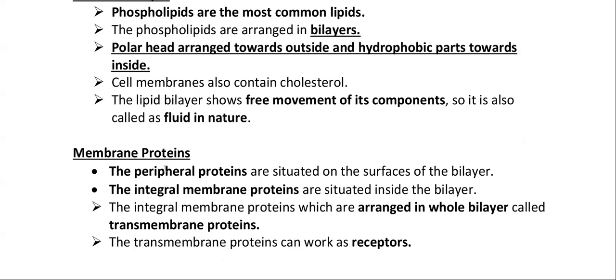Membrane proteins. The peripheral proteins are situated on the surfaces of the bilayer. The integral membrane proteins are situated inside the bilayer. The integral membrane proteins, which span the whole bilayer, are called transmembrane proteins. The transmembrane proteins can work as receptors.